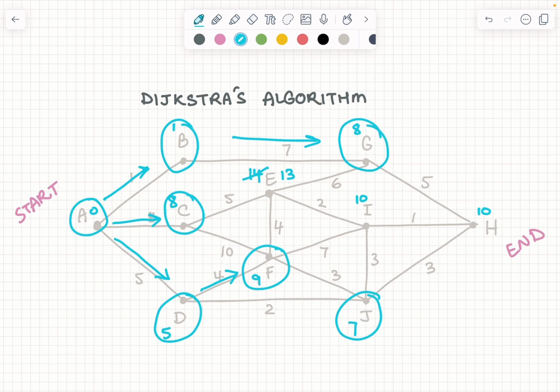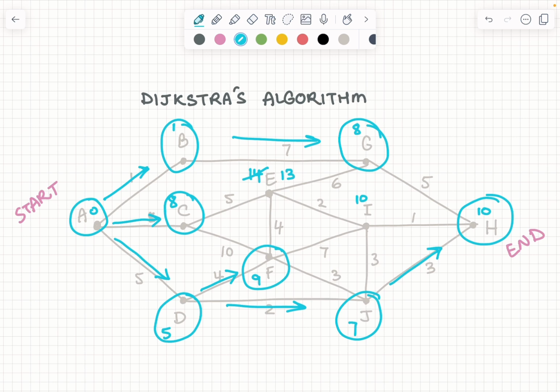Now, looking at all the uncircled vertices, they're the only ones left. There's no more vertices without values, so we're going to choose the lowest value, and we might as well choose this one as the lowest instead of I, because that's where we want to get to. How did we get that 10? We came from 7. 7 plus 3. Oops, I forgot that one there.